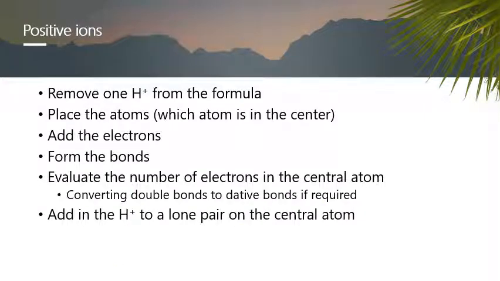Now, how do we do positive ions? Positive ions are those that normally have H plus joined to it. So we remove one H plus first from the formula, and then we do as per normal. And when we finish, we add the H plus to the lone pair. Let me show you what I mean.